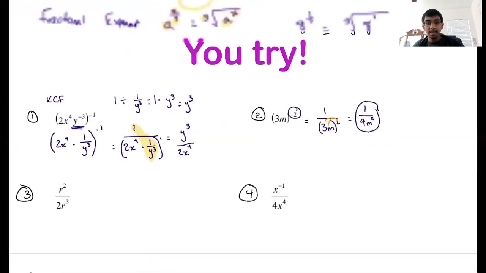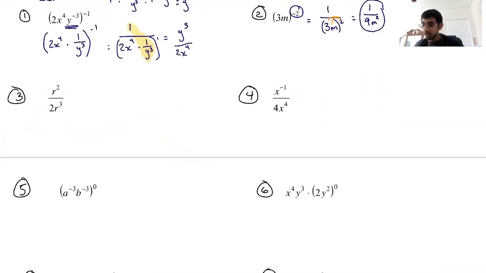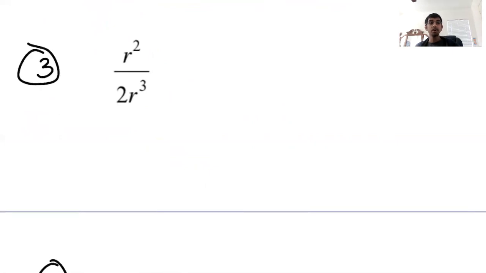Very simple. The next one we're going to do is number 3: r squared divided by 2r cubed. Initially you may be wondering what you could simplify here. There are a couple of things. Let's start by looking at what we see in common on the top and the bottom. We see a common base, r, and one of them is raised to the second power and one is raised to the third power. If you were confused on this one, you were probably confused about the 2 right here, right?